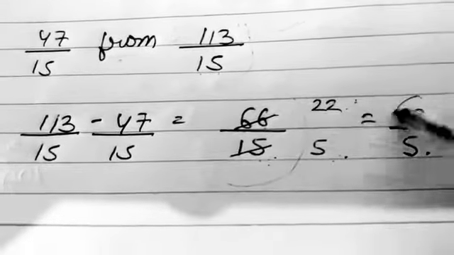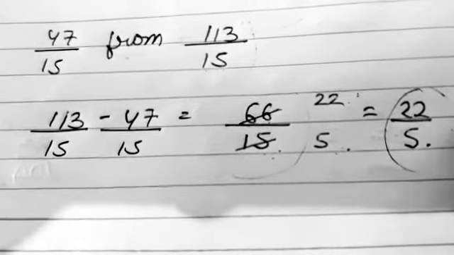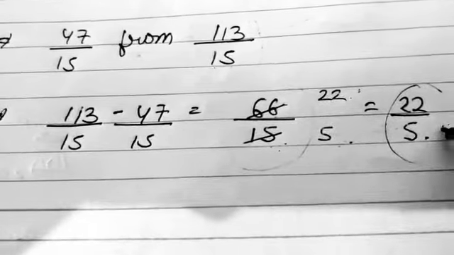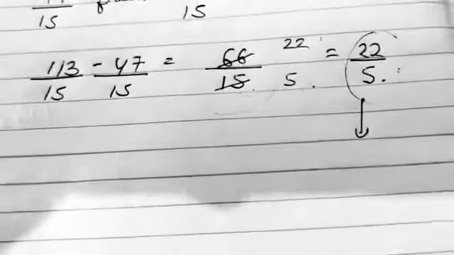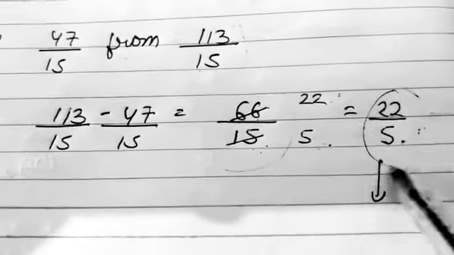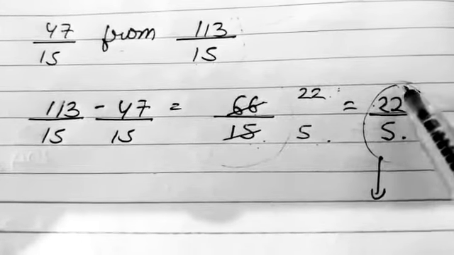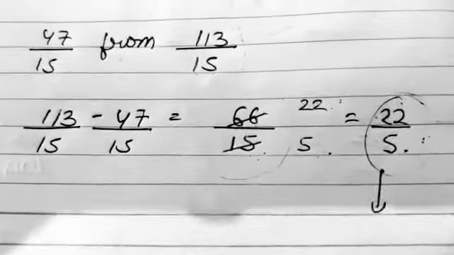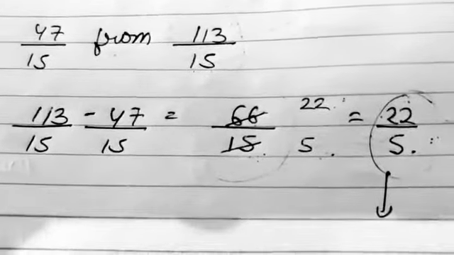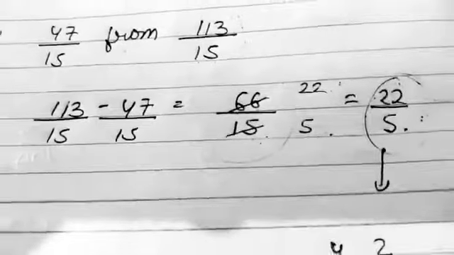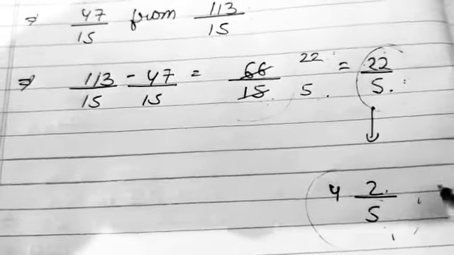So does your answer end over here? No, your answer does not end over here, because you need to convert it. This is the improper fraction, so you need to convert it into the mixed fraction. So when you divide that, it will be 4 times and this will be 2. So this is the quotient, this is the remainder, and this is the 5 written like this only. I hope your answer will be this only.